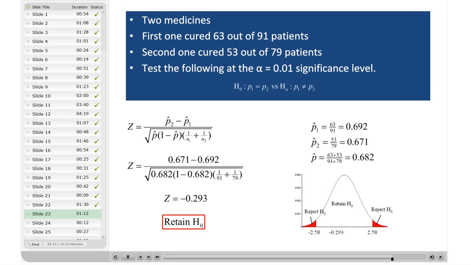Our z-statistic is negative 0.293, which is well within the center region, and so we're going to retain the null hypothesis H0 here. What that means from a practical standpoint is we don't really have strong enough evidence to conclude that these medicines are different. As far as we can tell, it looks like they're pretty much the same with respect to their ability to cure patients.